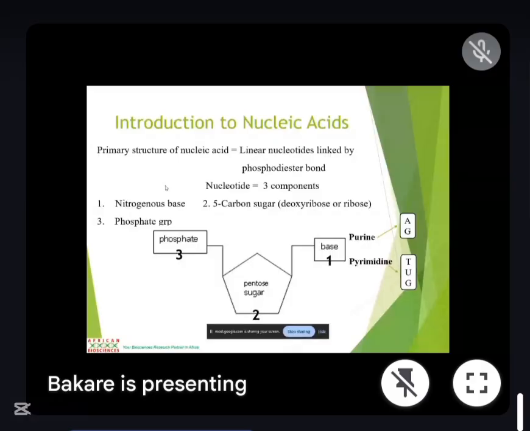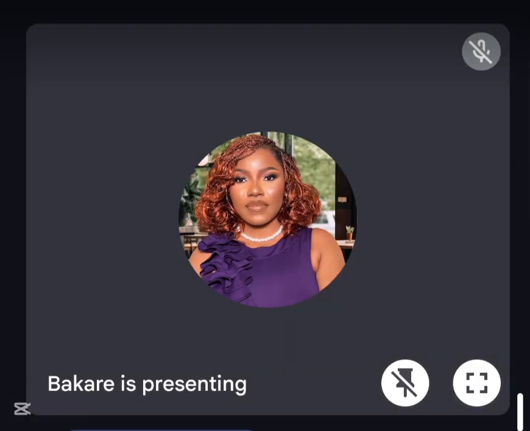We have a nucleotide that comprises three components: our nitrogenous bases, our carbon sugar, which is deoxyribose in DNA and ribose in RNA, and then our phosphate group. So this is just to remind us of the structure of our nucleic acid, so we don't forget that. So this is RNA and this is DNA. So this is the physical structure of how our nucleic acid looks like.